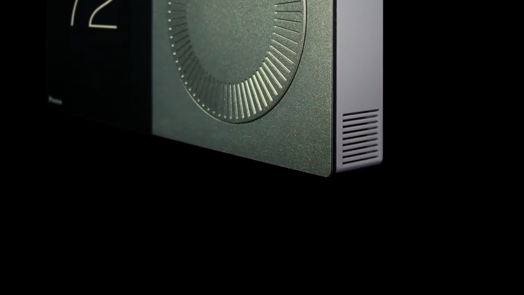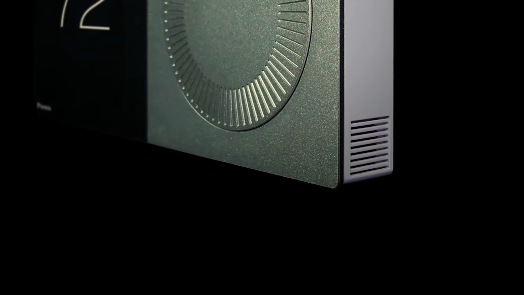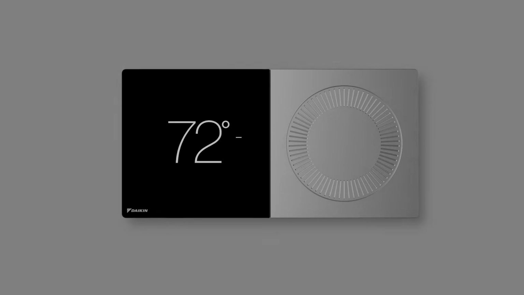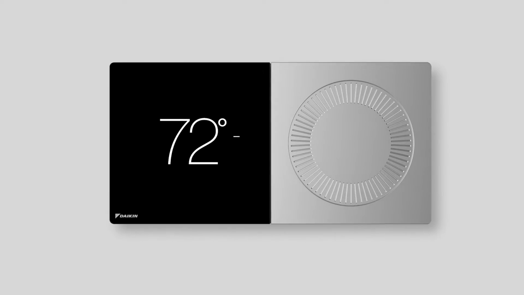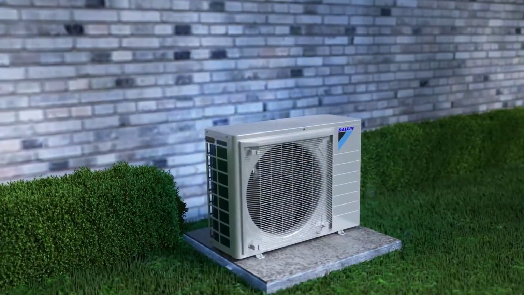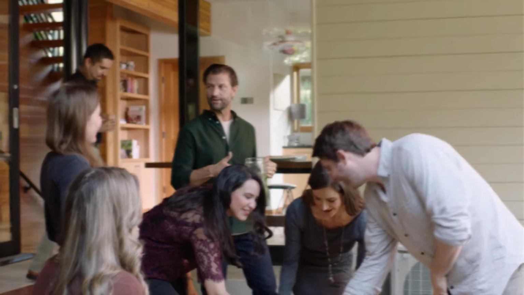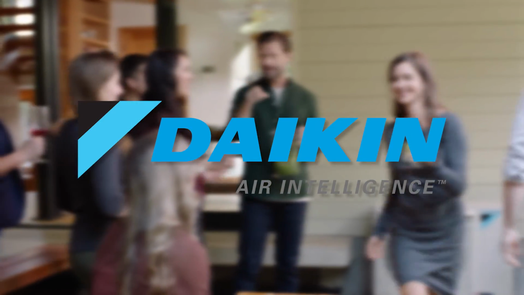The Daikin One Smart Thermostat is a next-generation intelligent HVAC solution for people who care about the air they breathe. With state-of-the-art design, smart thermostat technology, and intelligent home air management, the Daikin One Smart Thermostat is unlike any other thermostat on the market. It isn't just a simple consumer device. It's the hub of a sophisticated HVAC system that revolutionizes the way people think about heating, air conditioning, ventilation, and air quality. We call it air intelligence.